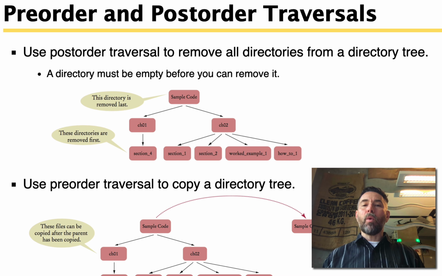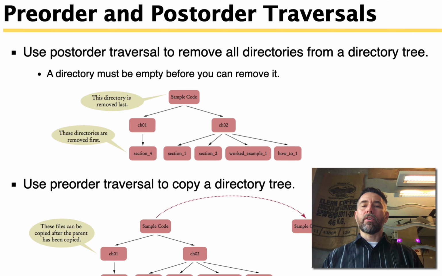So first you process chapter 1. You process the children first. First you process section 4. Section 4 has no children, so then you process yourself last. Delete section 4. You return to chapter 1, no more children, delete chapter 1. You return to sample code, there's more children, so you go down chapter 2. More children, go down section 1. Delete section 1, return to chapter 2. Delete section 2, return to chapter 2. Delete worked example 1, return to chapter 2, delete how-to 1, return to chapter 2. No more children, delete chapter 2. Return to sample code, we've deleted 1 and 2, no more children, delete sample code.